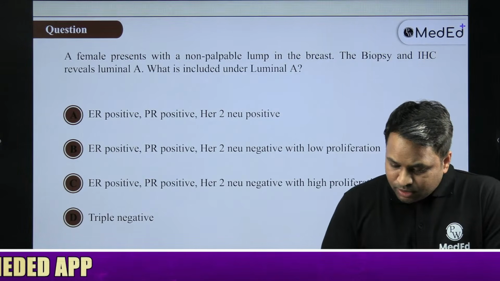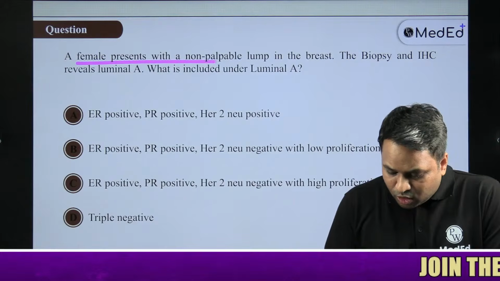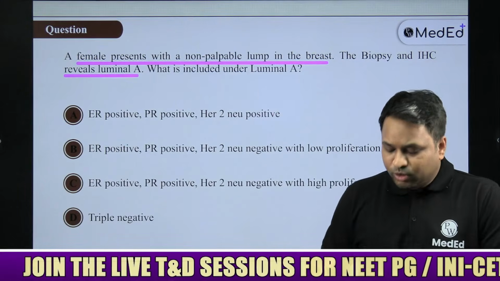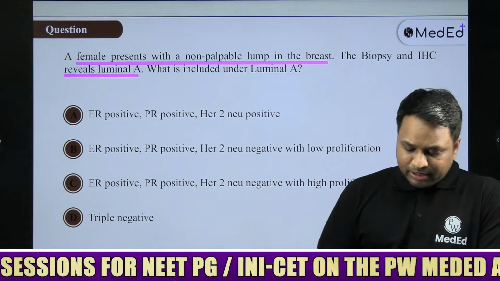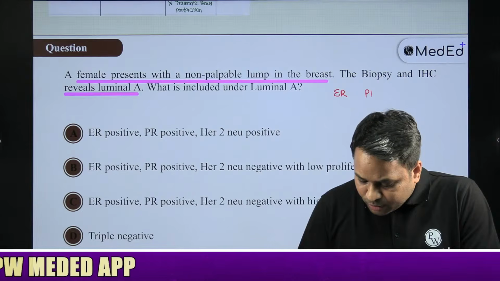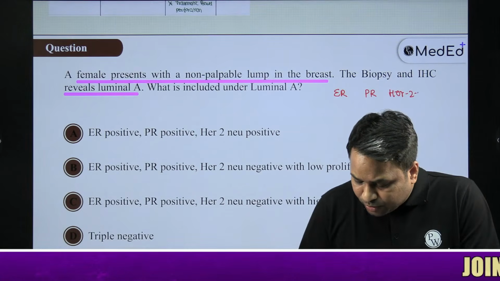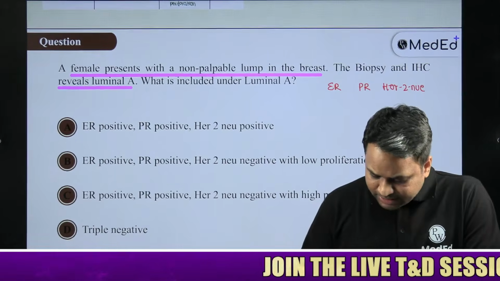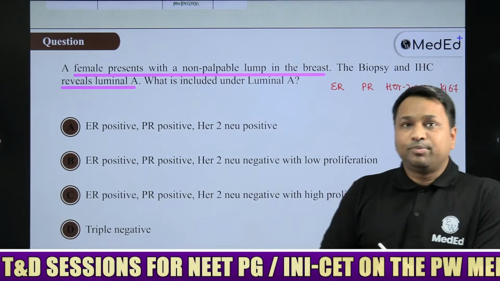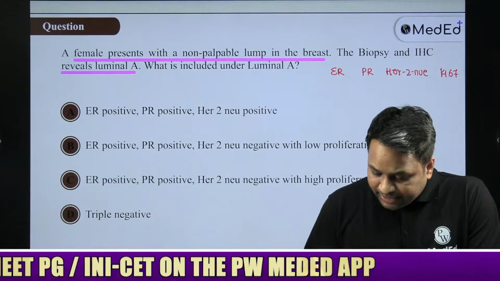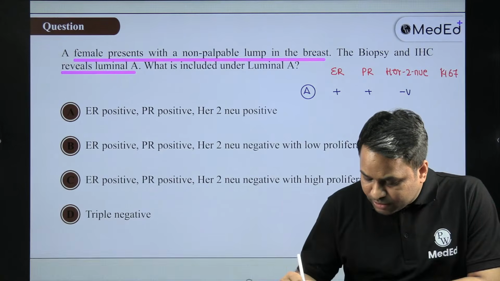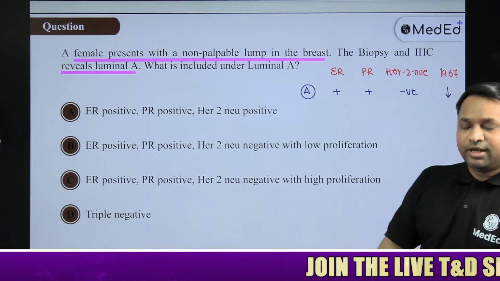Okay. So what do you have? I have a female with a non-palpable lump in the breast. The biopsy and the IHC reveals luminal A. What is included in luminal A? Now, when you talk about luminal A, all these are going to be evaluated on estrogen receptor, progesterone receptor, HER2 neu gene status, and also there is something called Ki67, which is a proliferative index. For luminal A, ER/PR is positive, HER2 neu is negative, and Ki67 index is low, right? This is your luminal A.